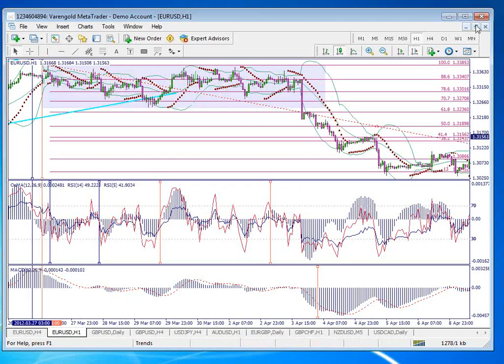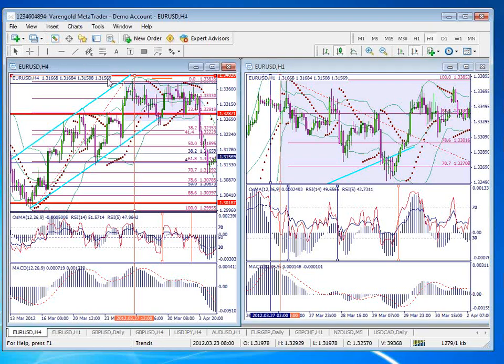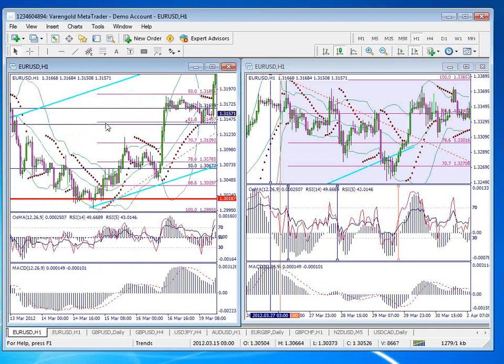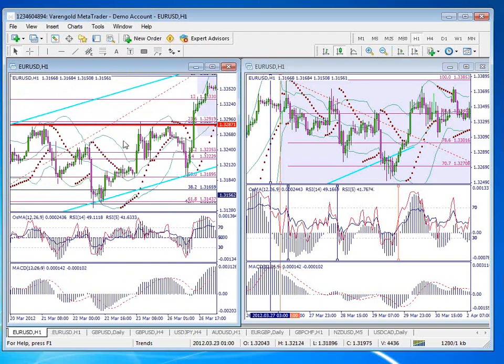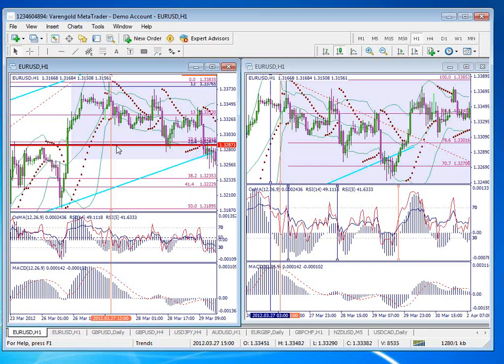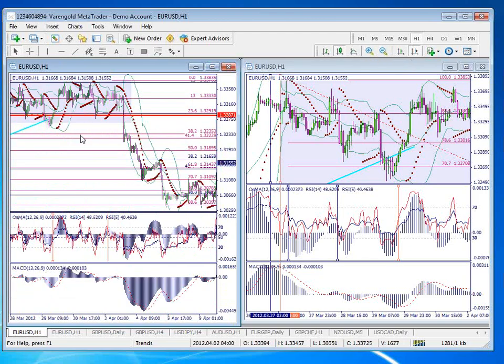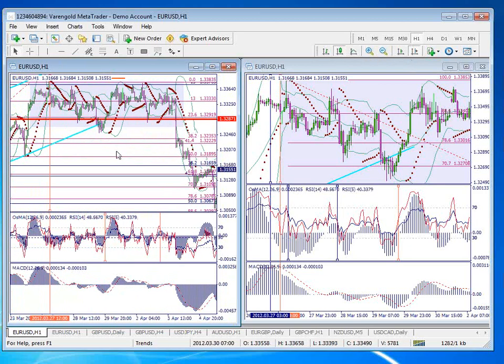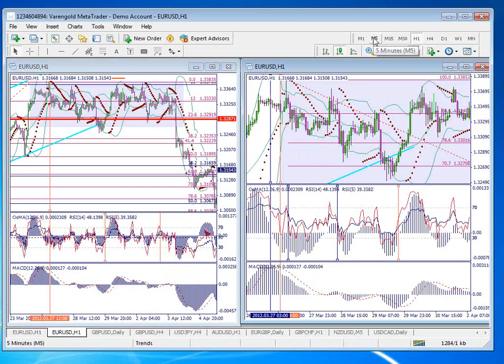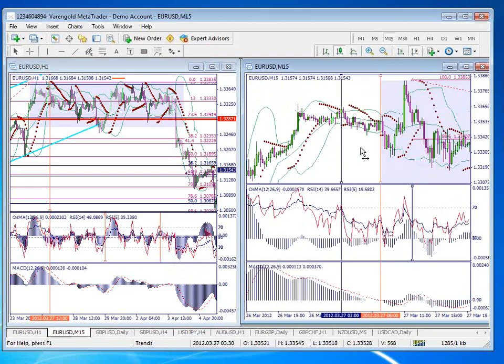So in this situation, I will go here and have 1 hour. I'll make it smaller. And I will look for all those entries and exits that are given to me by the signals in 1 hour. And here I will have 5 minutes chart or 15 minutes chart. Let's go for 15 minutes chart.